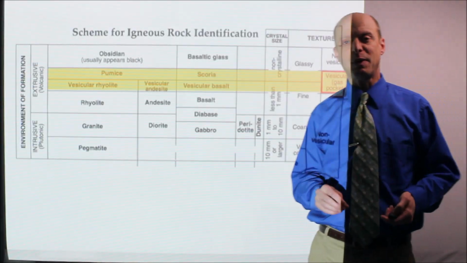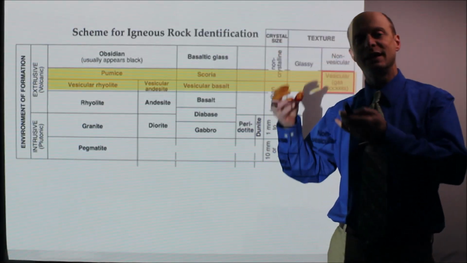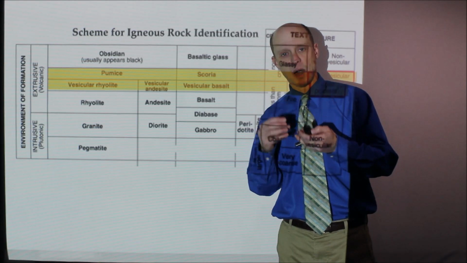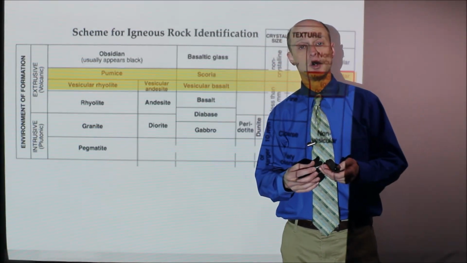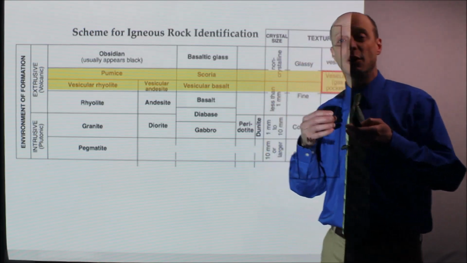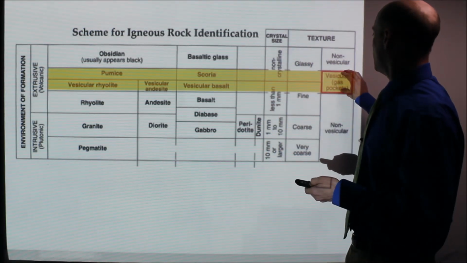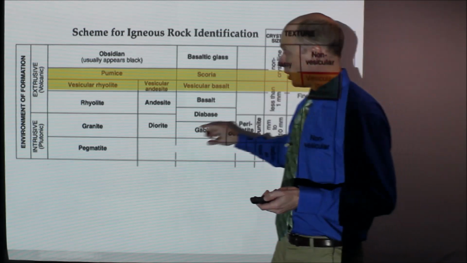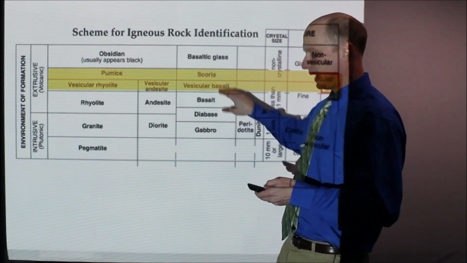Vesicular textures, gas pockets, like little holes in it. It looks kind of like a sponge, and that also cools really quickly. There are gas bubbles in the lava that don't have a chance to escape, and it cools very quickly, and those holes are in the rock itself. So rocks with vesicular texture are pumice, vesicular rhyolite, vesicular andesite, vesicular basalt, and scoria.